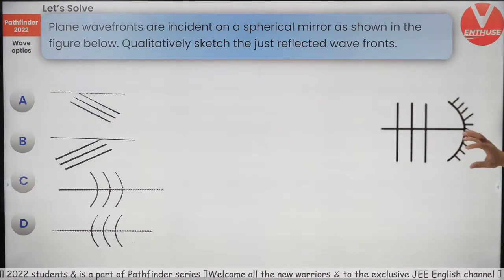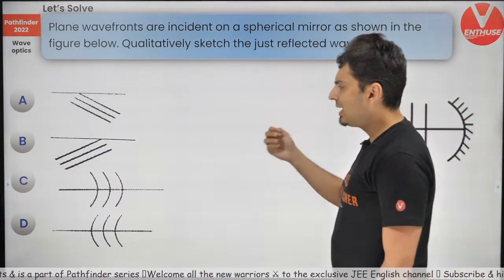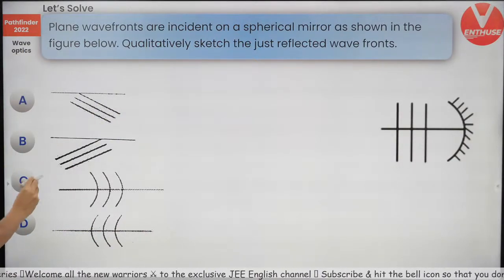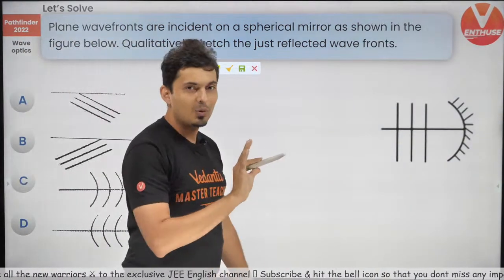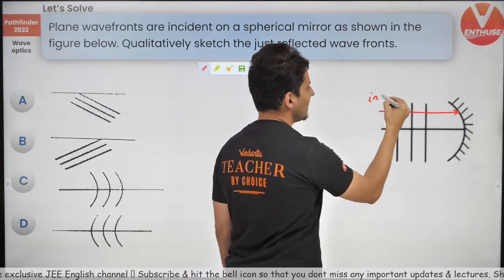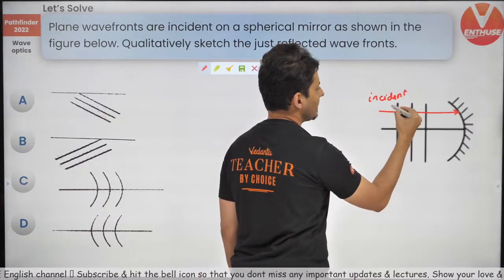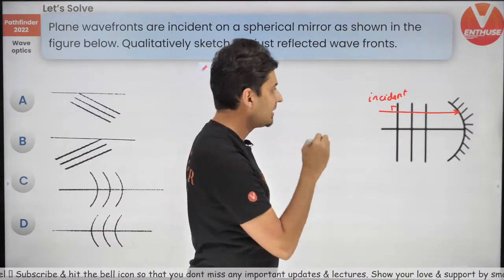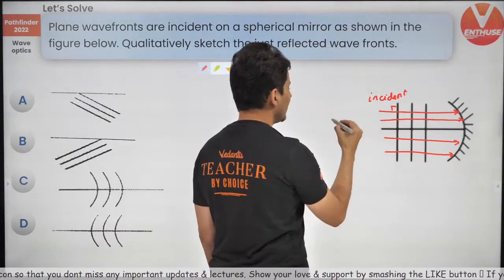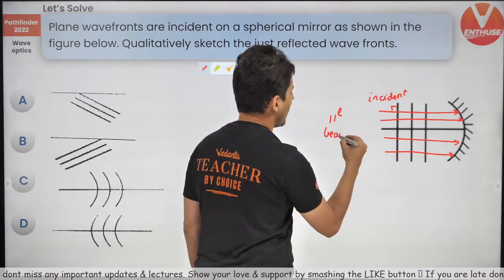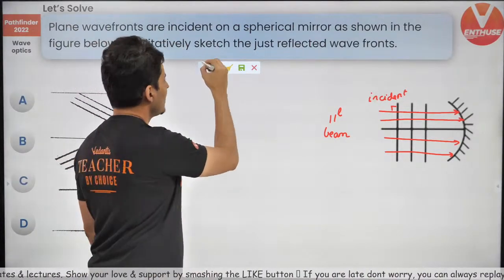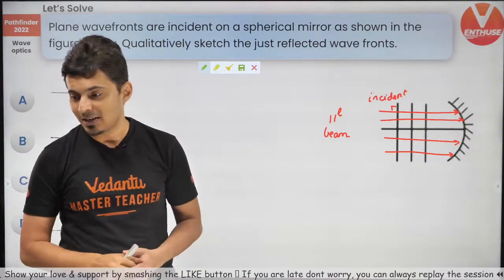So what do you think the answer should be? The plane wavefronts go here. What will happen to the light after reflection? If you are ever confused, just draw the rays of light. That will remove all ambiguity. If you draw a perpendicular, that will give you the incident light, because the perpendicular to the wavefront gives you the rays of light. So basically what you have is a parallel beam of light, and this parallel beam of light is incident on a concave mirror. What is a concave mirror? Is it a converging mirror or a diverging mirror? Think about it.